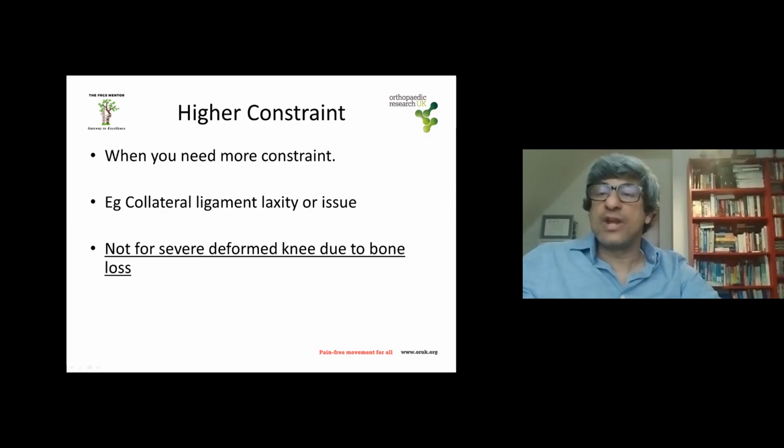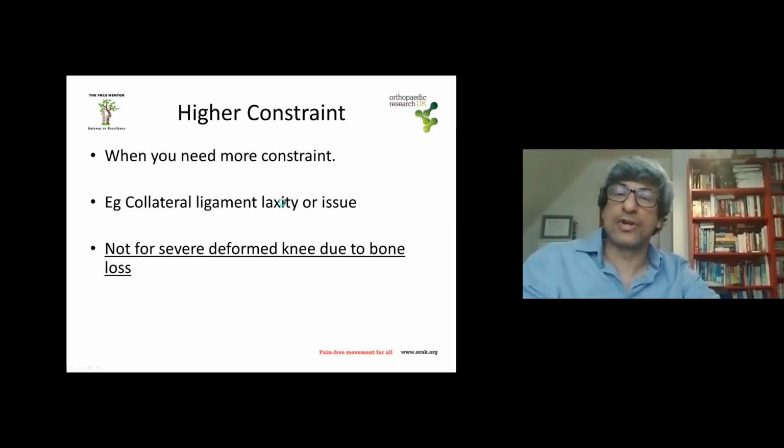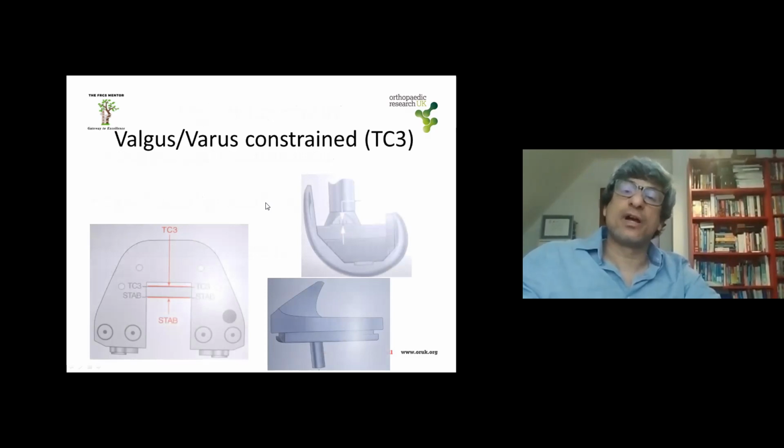Once we recreate the bone loss, and then check for laxity, if we do have a laxity issue, then of course we use the higher degree of constraint. How do we get this higher constraint? So for example, on your table, you may be shown an implant like this with a high box. So you get the higher constraint because of a higher box, a higher spine, and with a reinforcement pin.